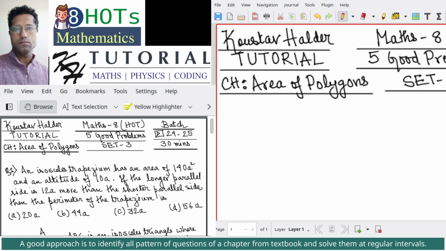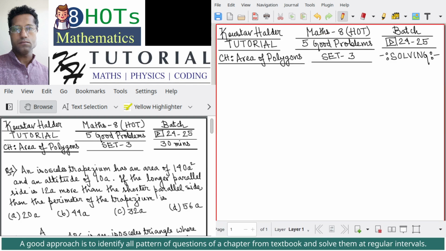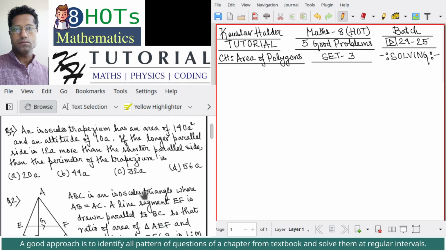Question 1. The first problem says that an isosceles trapezium has an area of 140 a square and an altitude of 10a. If the longer parallel side is 12a more than the shorter parallel side, then the perimeter of the trapezium is.